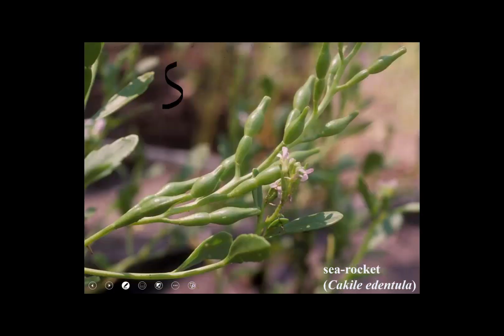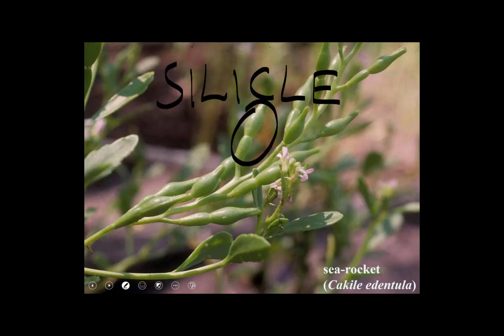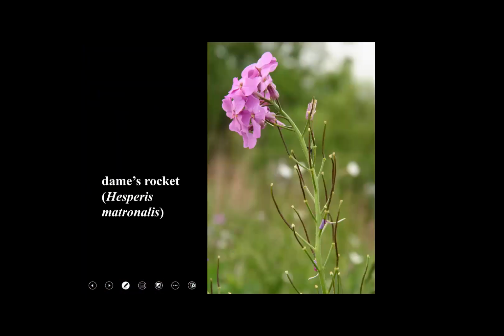So this would be called a silicle, which is the name for the short, squat mustard fruit. These are kind of swollen and especially adapted for dispersal by water. It's definitely a beach plant with a lot of adaptations for life on the beach.